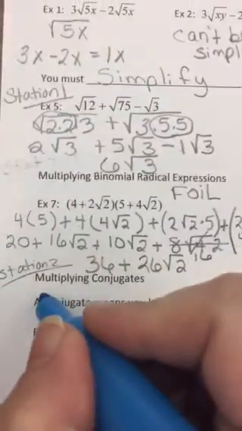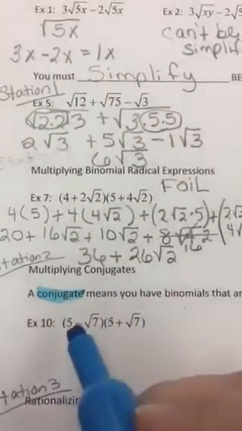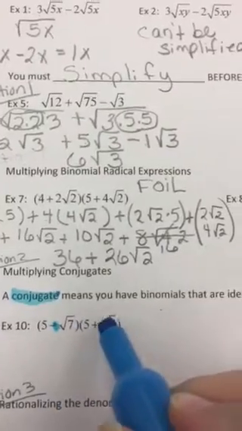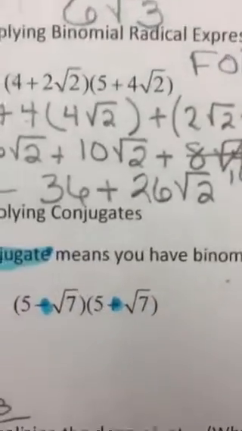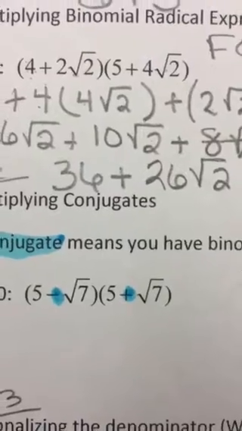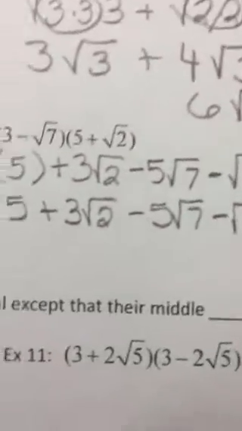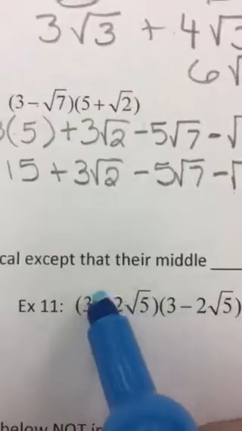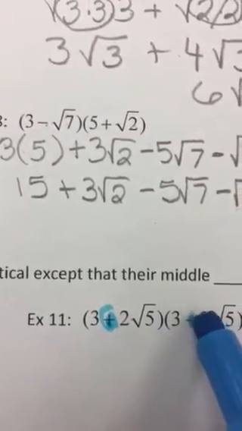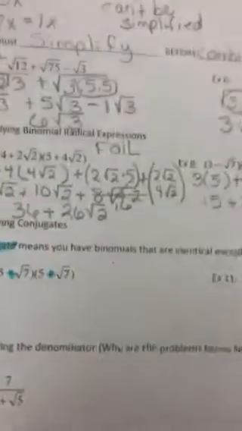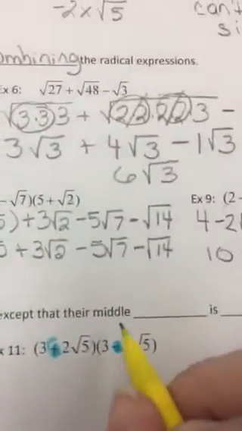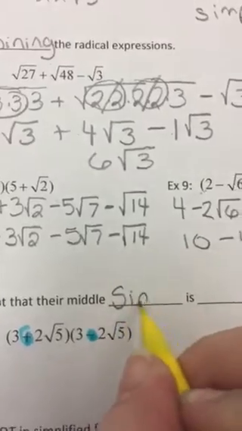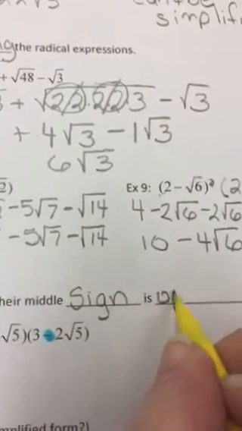Okay, so one of our new vocab words for today is going to be the term conjugate. And conjugate means, if you notice with these radicals, that everything is identical except the middle signs are opposite. So in this other example, example 11, here's a plus and here's a minus. So when I use the term conjugate, everything's the same, but the middle signs are opposite.